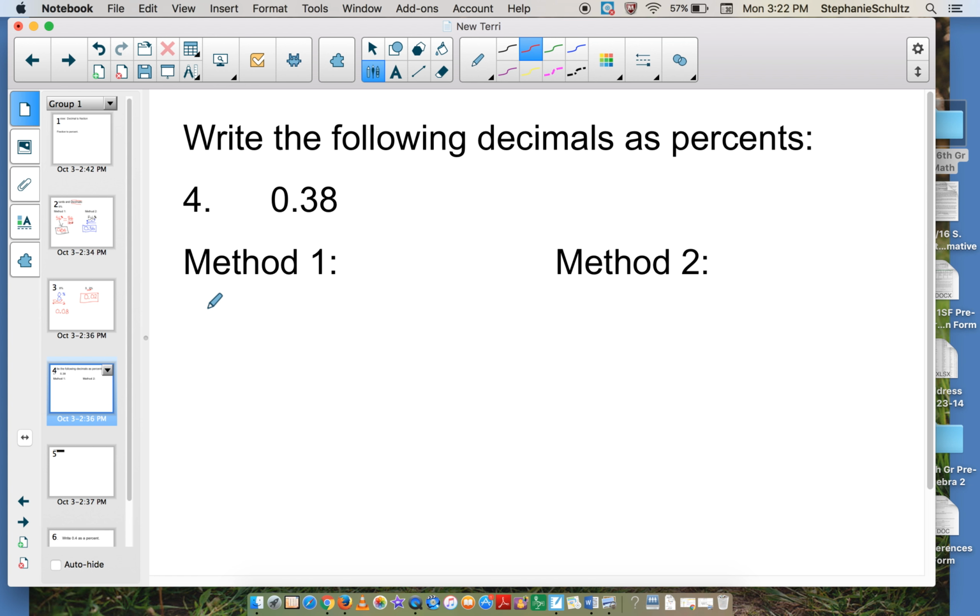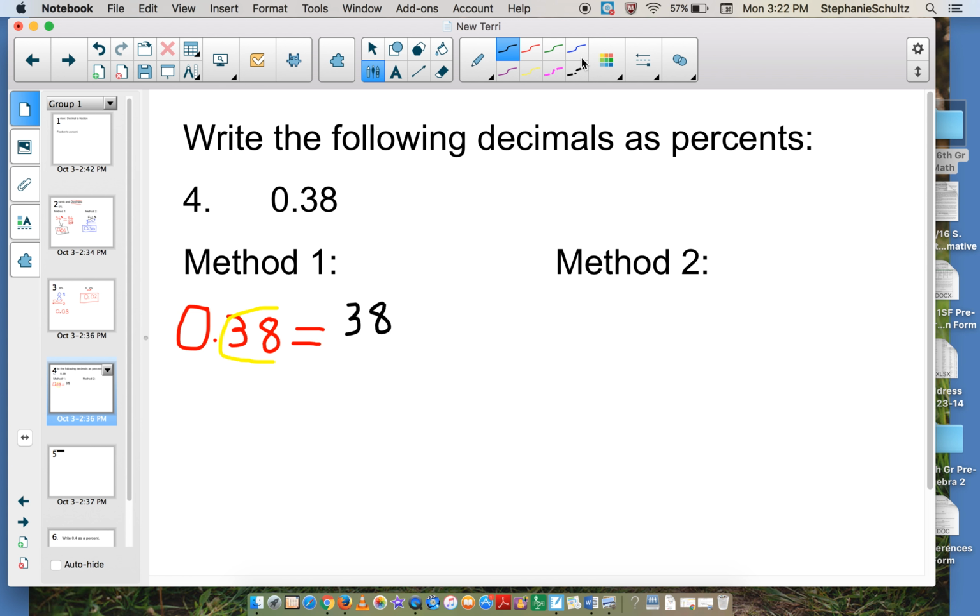So we have 0.38, and we're going to change this to a fraction. One of the main reasons why I like changing it to a fraction is because it gets you to remember what we did in a previous lesson. So I have 0.38. I know that what's after the decimal is all going to go on top. So I'm going to make it now 38.